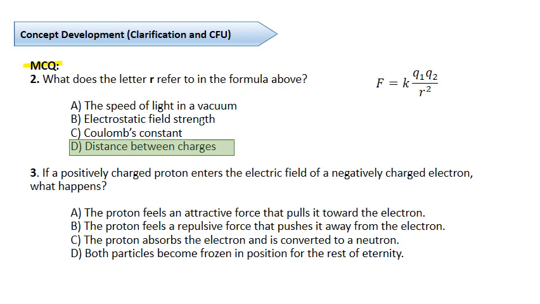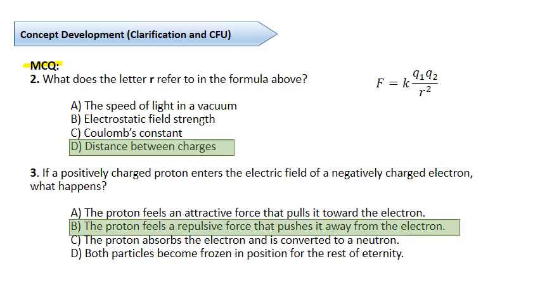Next multiple choice question. If a positively charged proton enters the electric field of a negatively charged electron, what would happen? Either A, the proton feels an attractive force that pulls it toward the electron, B, the proton feels a repulsive force that pushes it away from the electron, C, the proton absorbs the electron and is converted into a neutron, or D, both particles become frozen in position for the rest of eternity. I'll let you pause the video now and have a go.